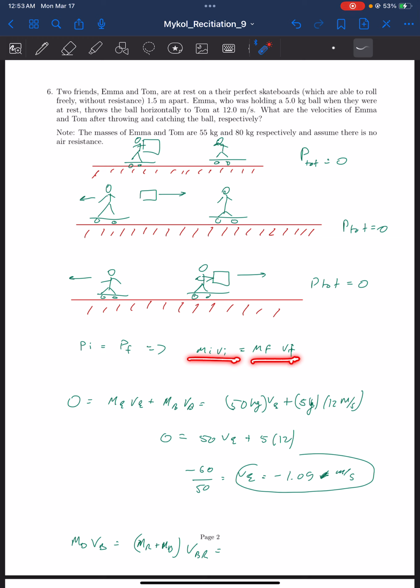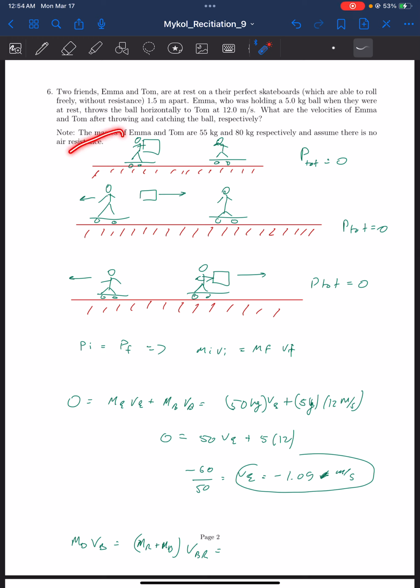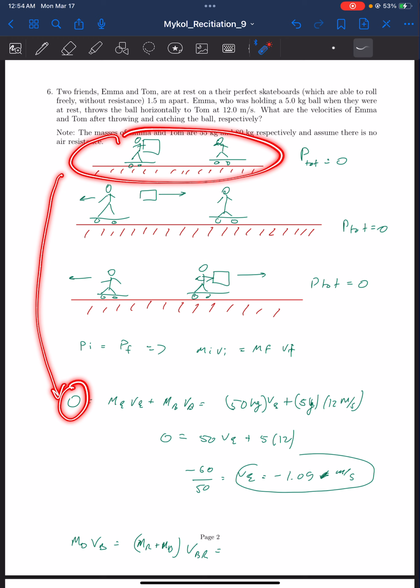So what is being done in this problem is that Emma is throwing the ball towards Tom, but the question is really asking us to find the velocity of Emma and the velocity of Tom at the step where Tom has caught the ball and is starting to move to the right. So in order to do that, we have to compute the intermediary step. Between this and this scenario, we're going to calculate the conservation of momentum.